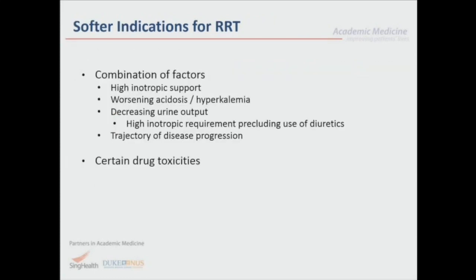However, there are generally a newer set of softer indications for RRT, usually a combination of factors. The classic picture would be your very sick patient, for example, a PA collapse patient that's on single or high inotropic support. There's worsening acidosis, hyperkalemia. It might not fit your usual classical picture of refractory hyperkalemia or severe acidosis, but together with other factors such as a decreasing urine output, and you know that the trajectory of the disease is not going to go away in the next 1 to 2 days, all this combination of factors will actually lead us to start RRT earlier for patients. And of course, certain drug toxicities, such as calcium channel blocker toxicities.